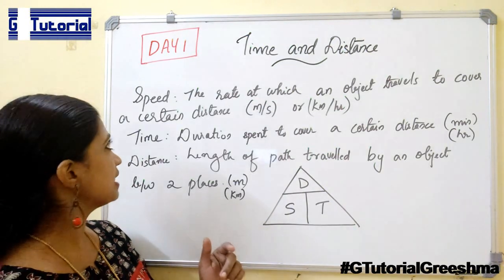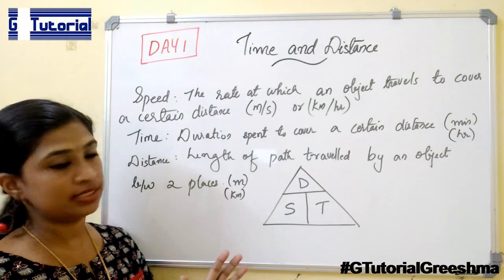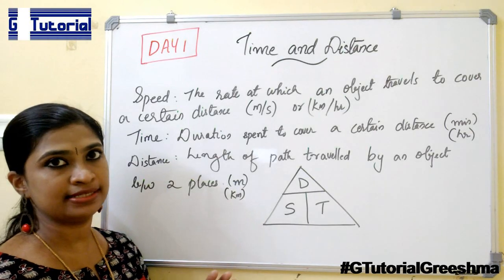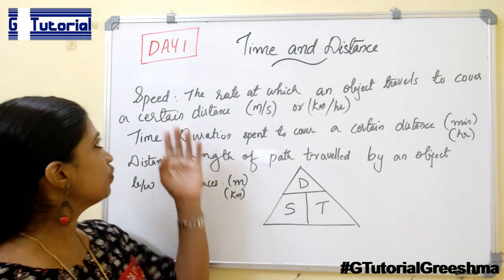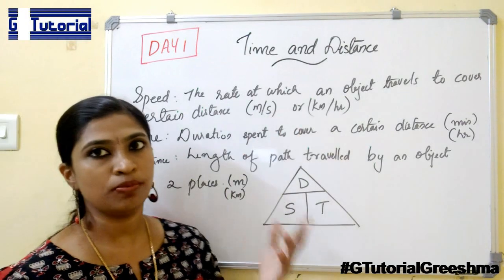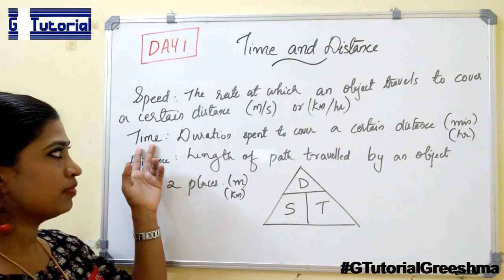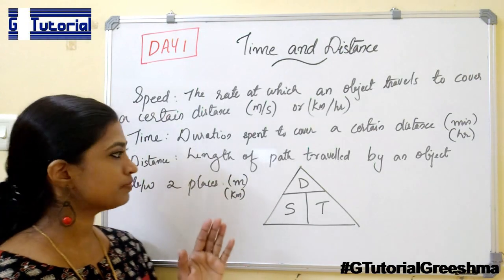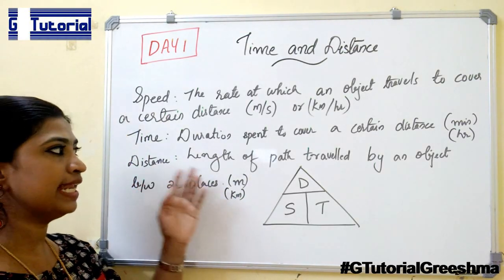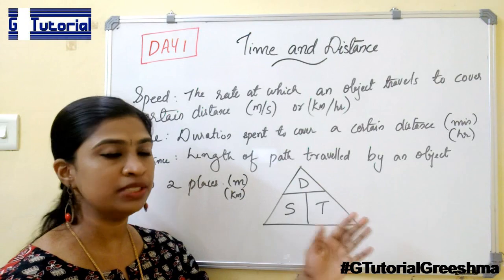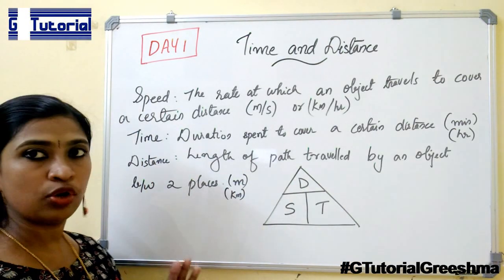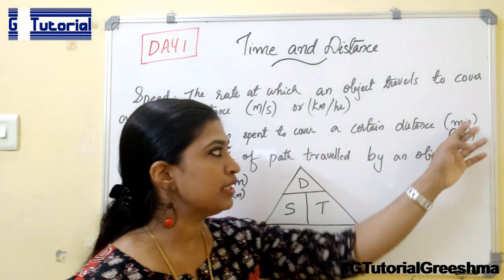Let us first see what is meant by speed, time and distance. Speed is the rate at which an object travels to cover a certain distance, and the unit of speed is meter per second or kilometer per hour. Next is time. Time is the duration spent to cover the distance, and distance is the length of path travelled by an object between any two places. Distance is measured in meter or kilometer, and time is measured in minute or hour.